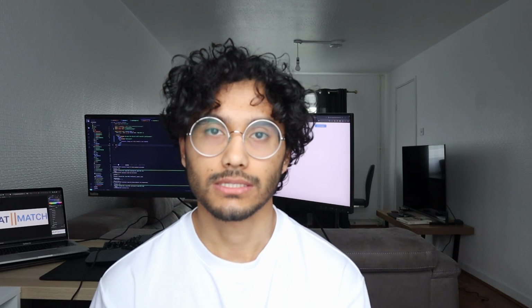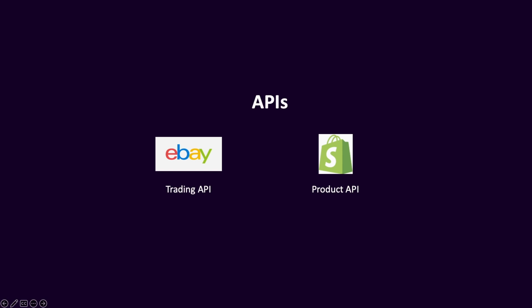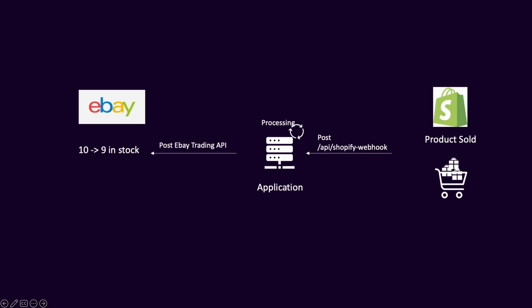The way it works is that I'll be depending on both the eBay API and the Shopify API. Whenever we sell something on eBay, it will send a notification to my application, and then it'll do some processing, update the database, and then update the Shopify product at the same time. And it'll do the same thing when we sell something on Shopify. It'll send a notification via webhooks to the application, and then that will update the database, and then it'll update eBay as well.